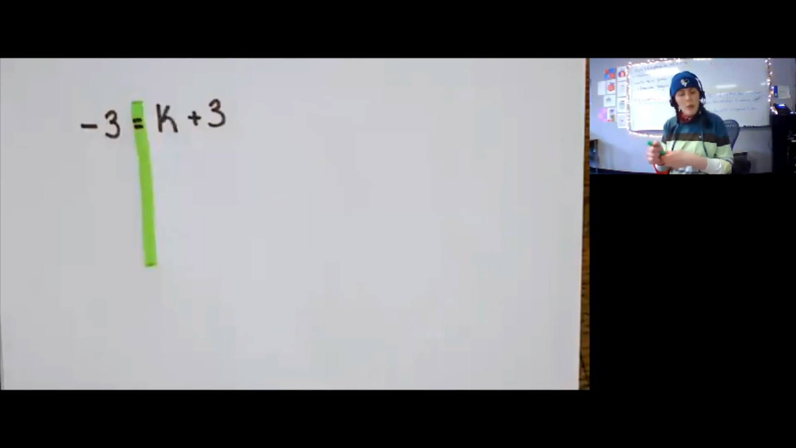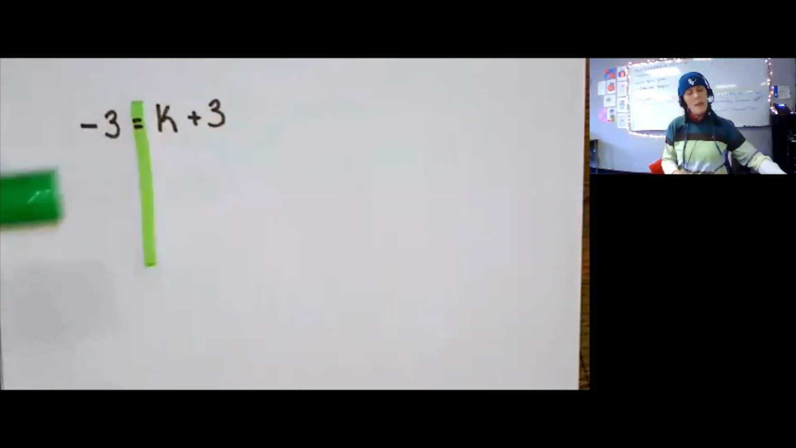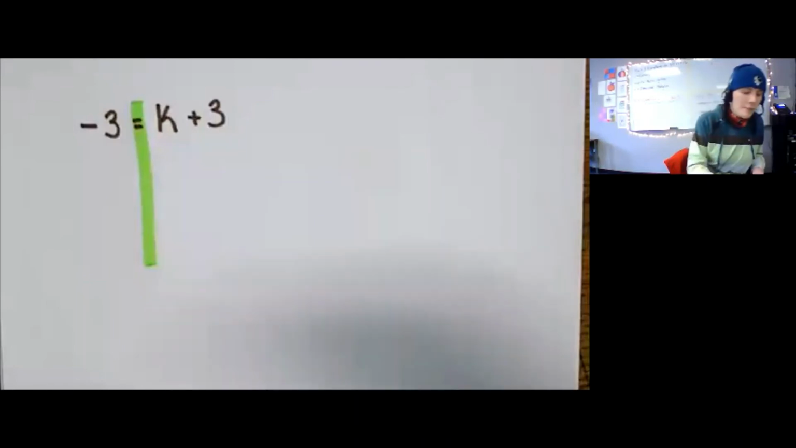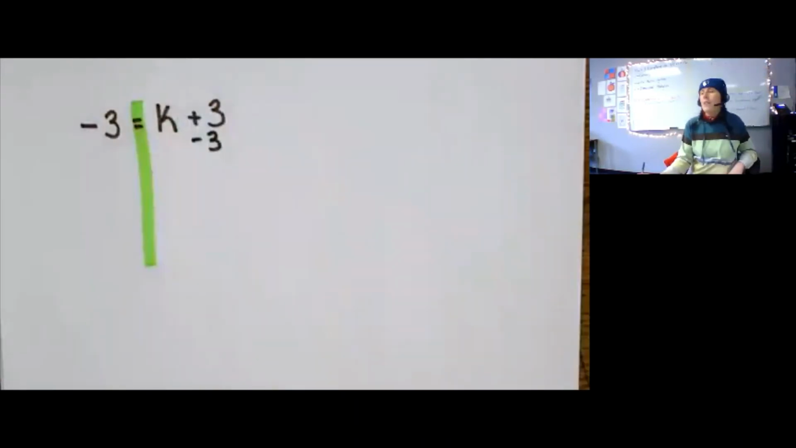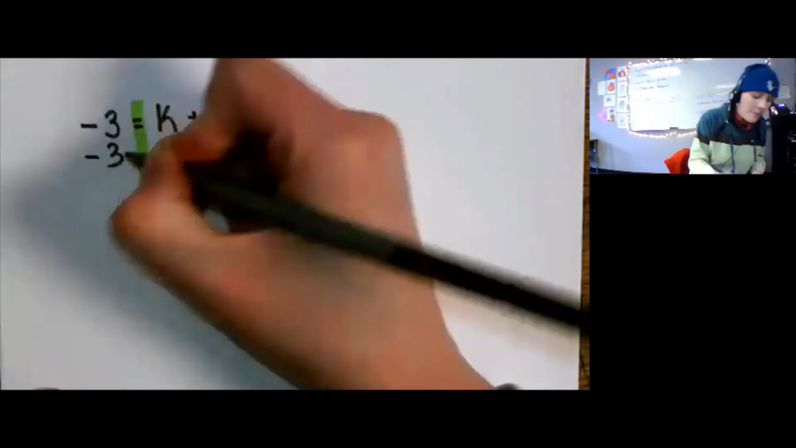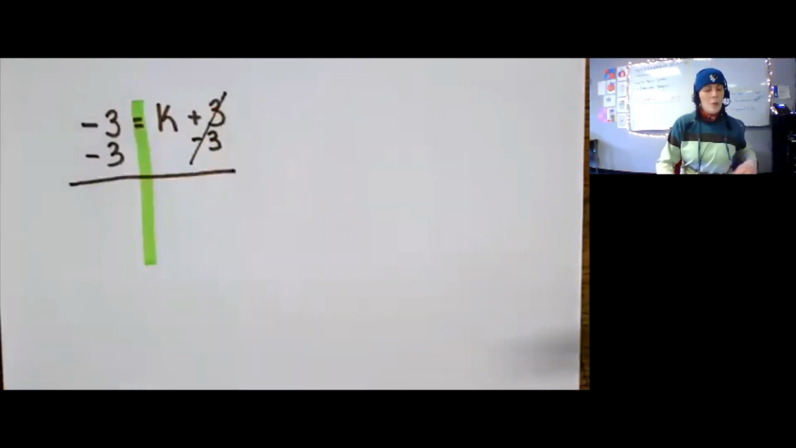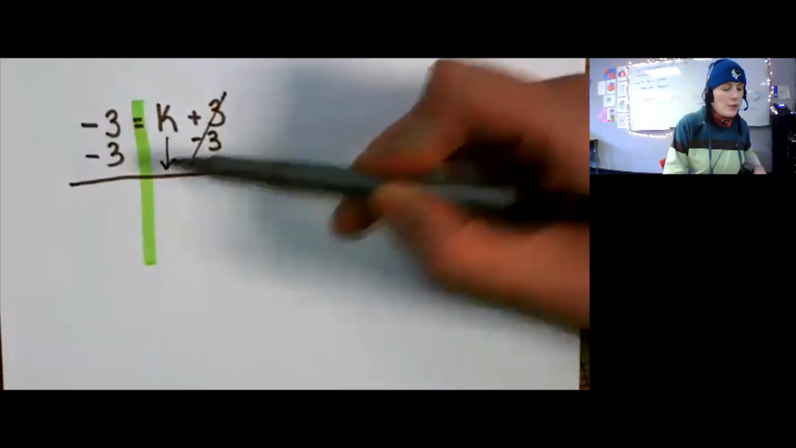I'm going to put a line through our equal sign so we know that if we do something on one side, we need to do it on the other side as well. So we need to do the opposite of what's happening to k. We are adding 3 to k. The opposite of adding 3 is subtracting 3. If I do it on one side, I have to do it on the other side. 3 minus 3 is 0. That gets canceled out. We haven't done anything to our variable, so that just drops down.